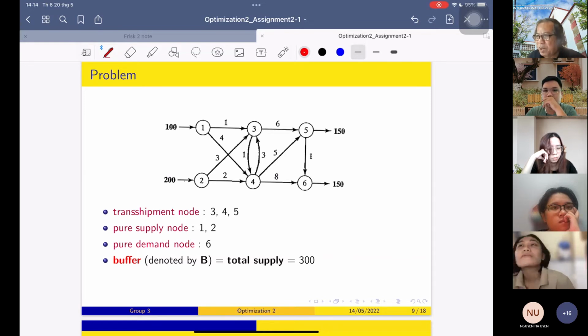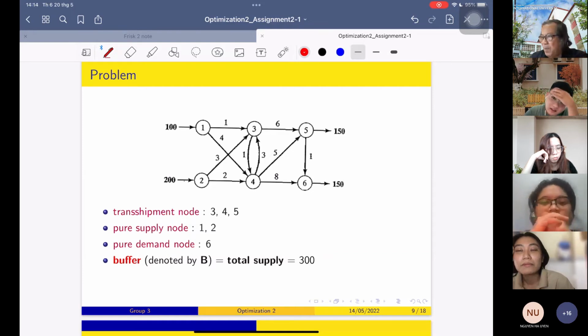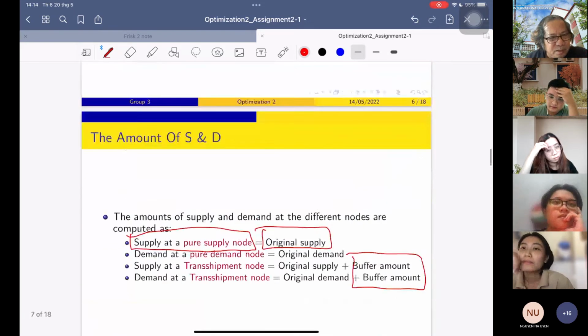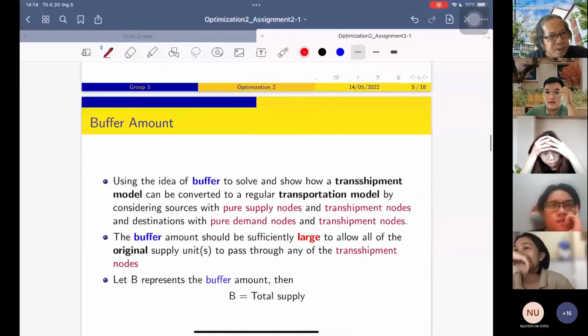So what is the problem? We need to transfer 100 from node 1 and 200 from node 2, all of this to satisfy the demand of node 5 and node 6. That is the problem. Is that okay?